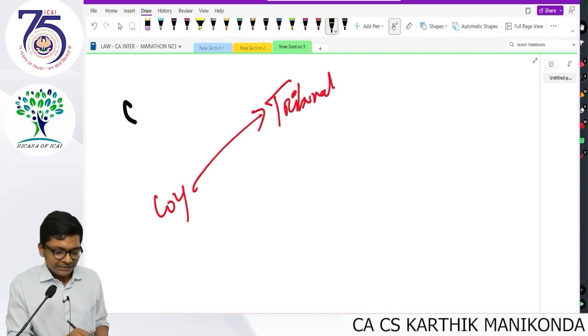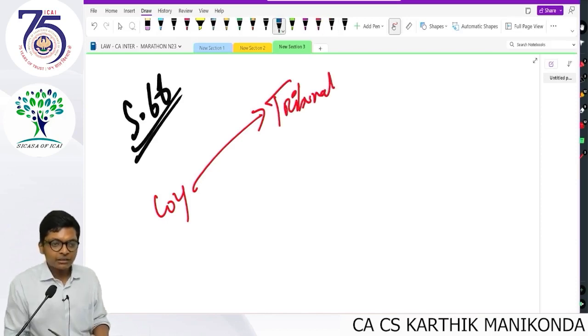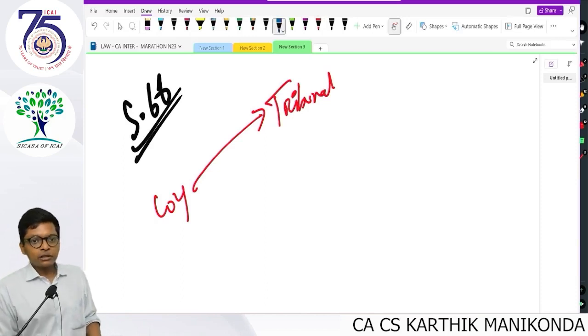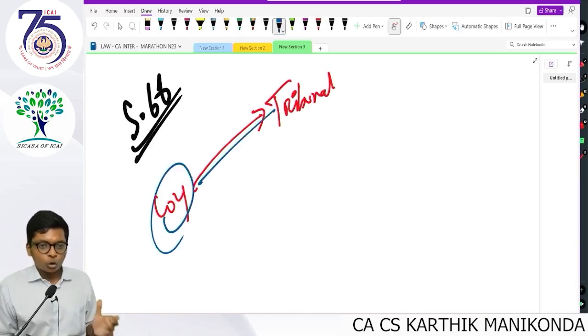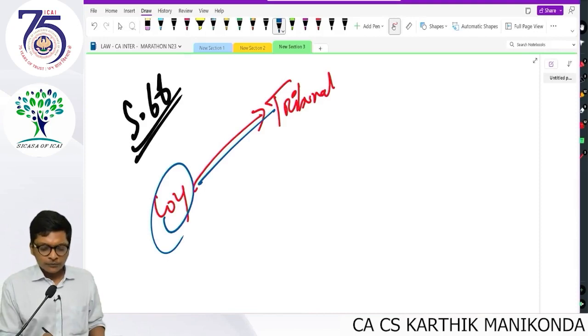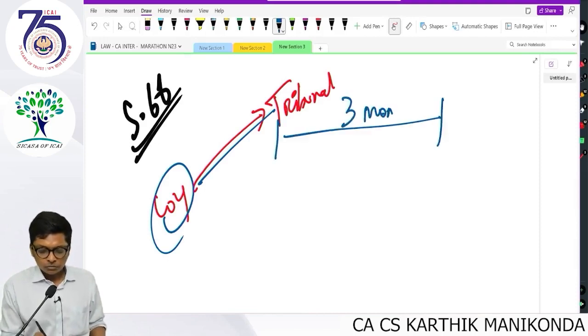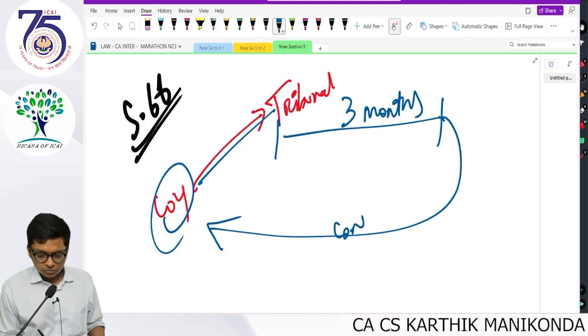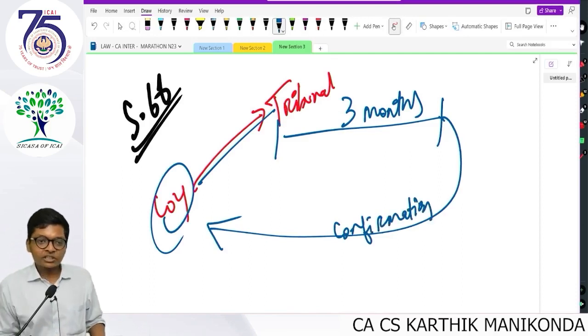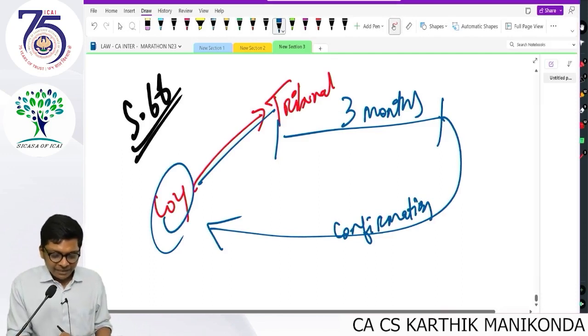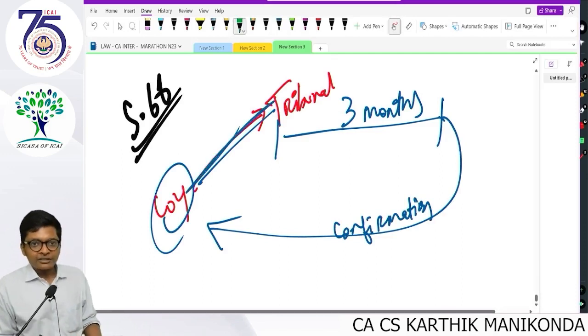Let me restart, guys. Last section, section 66, reduction of share capital. Company will apply to tribunal. Tribunal will wait for 3 months. They will do a process in 3 months. Then they will give a confirmation of reduction. But when I am making the application, what all should I submit?